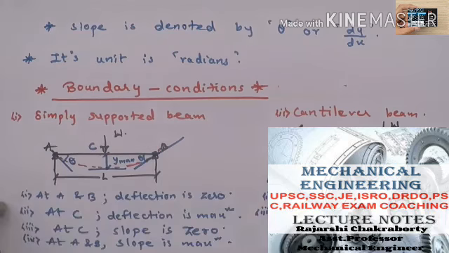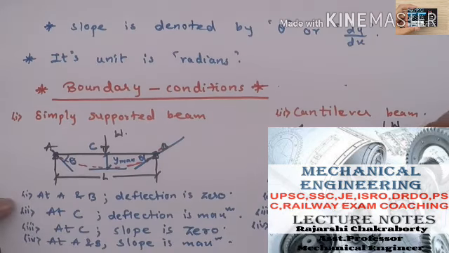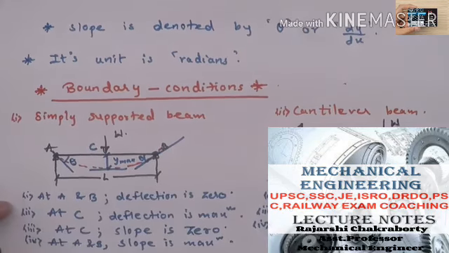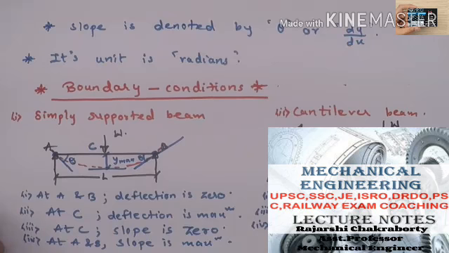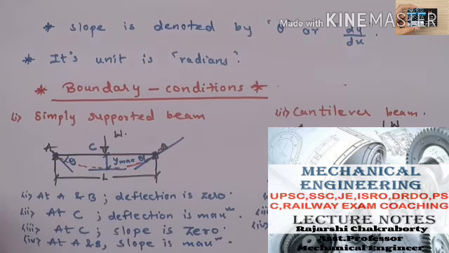Then at B, I am getting the deflection as maximum at the free end. For a cantilever beam, the deflection is maximum. So at B, the deflection is max, and at B, the slope is also maximum, because if I draw a tangent here to the elastic curve, that will give me the maximum angle. So at B, the slope is also maximum. So in this video, we have seen the various definitions for slope and deflection.